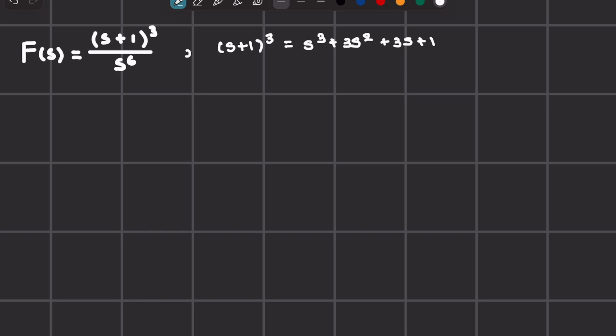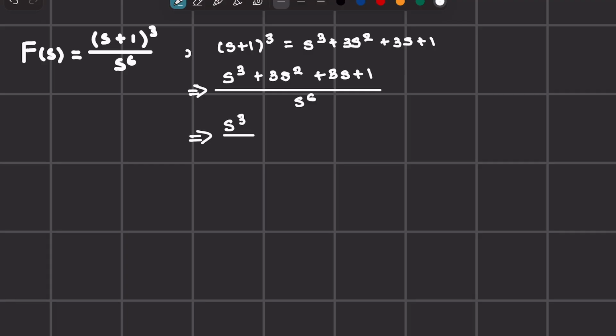Okay, now subbing into our F of s for the expanded version, we have s cubed plus 3s squared plus 3s plus 1, and everything here is over s to the 6. And then now we want to break down the fraction. So we have s cubed over s to the 6 plus 3 times s squared over s to the 6 plus 3s over s to the 6 plus 1 over s to the 6.